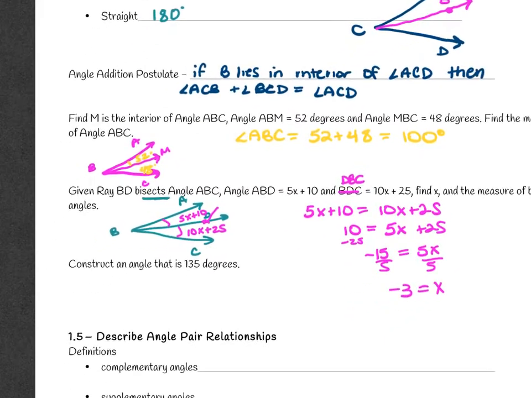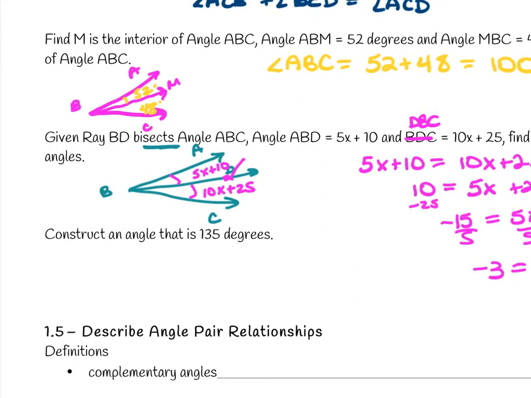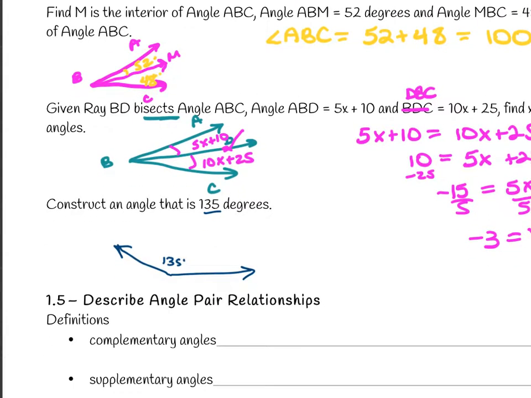Okay, the next thing says construct an angle that's 135 degrees. So if we used a protractor, we would have an exact. If we're approximating, 135 is a little bit bigger. It's in between, really, 90 degrees and 180. I could say that it's approximately 135 degrees. You won't be constructing with a protractor, but you might be asked to measure.